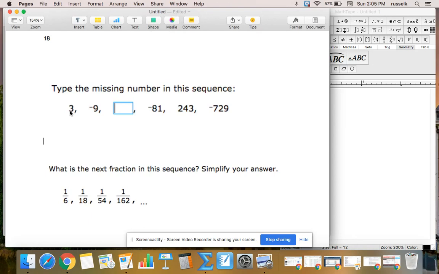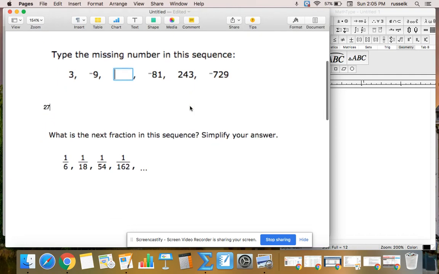In the second one, just be careful. We're going from positive to negative. So we need to multiply by a negative number. So that would be -3. So that would turn it into 27. And then multiplying that by -3 gets me to the next one. Multiply by -3 gets me to the next one.